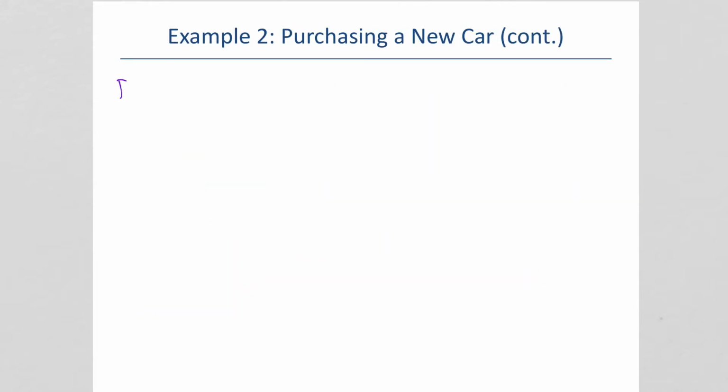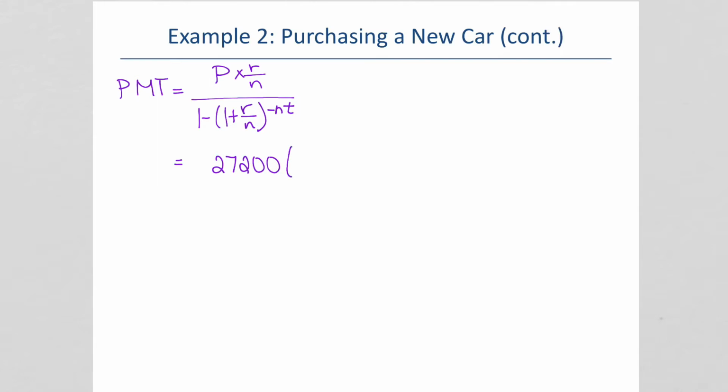And so now we'll plug into our formula of P times r over n divided by 1 minus 1 plus r over n to the negative nt. So P was that amount we just found, $27,200. The rate, 0.0399 divided by 12. 1 minus 1 plus the rate.